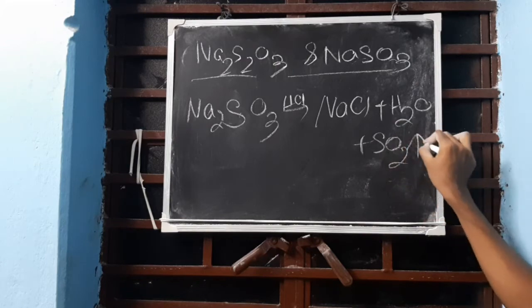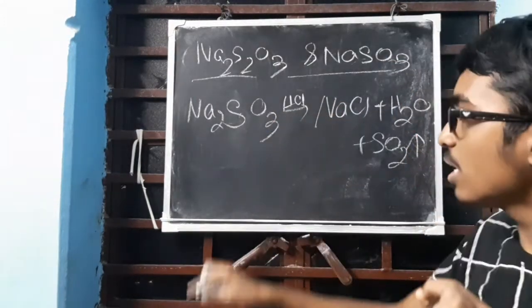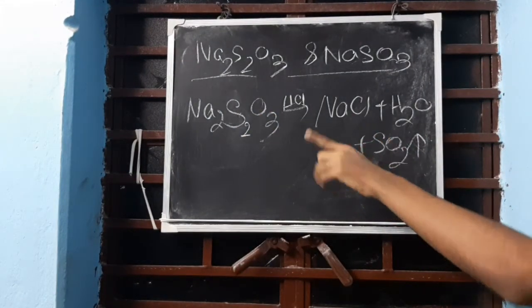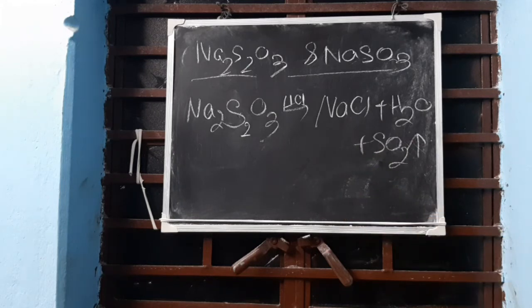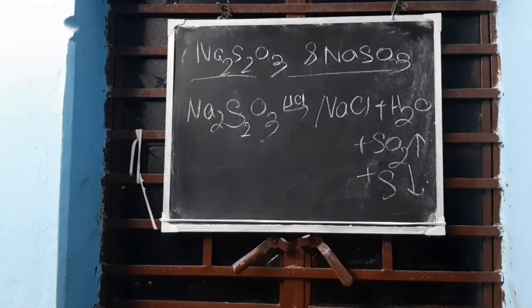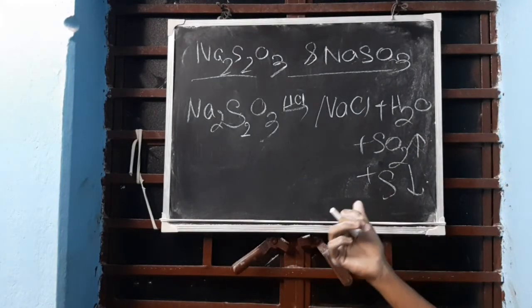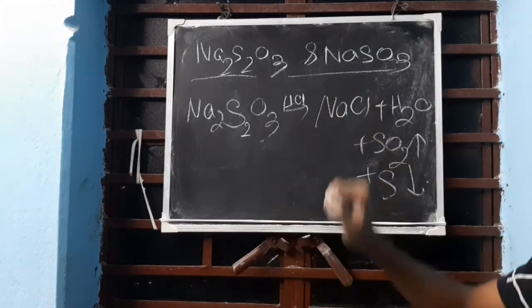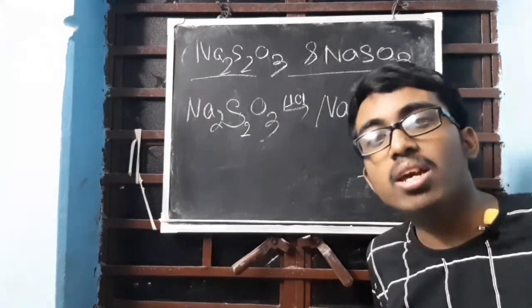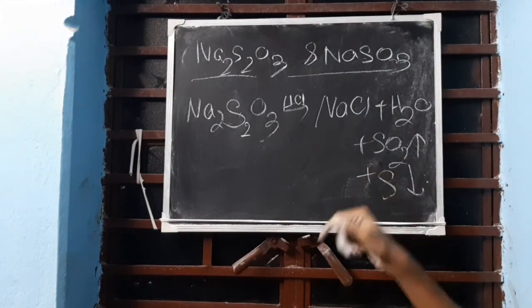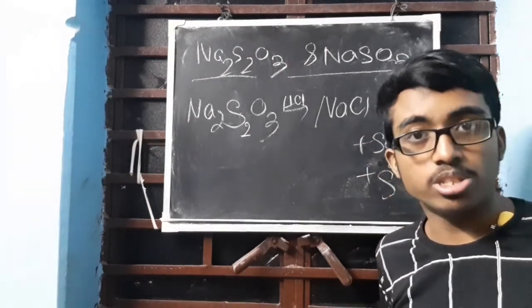Now one small change is there, that is the extra sulfur. You cannot balance the reaction by just putting a 2 in front. And where will the sulfur go? Sulfur cannot vanish, so there will be sulfur. Yellow color sulfur is precipitated. Now how will you distinguish? Whenever Na2SO3 is added to HCl, there will be no yellow precipitate. With Na2S2O3 there will be yellow sulfur. The distinguishing test is very much visible.